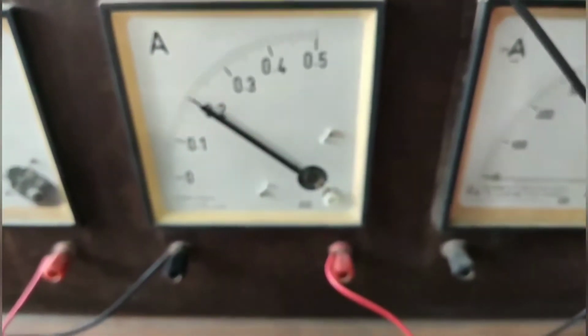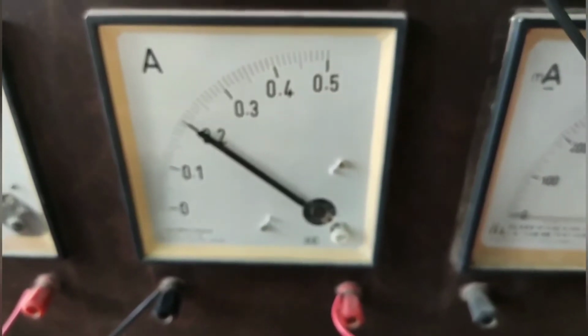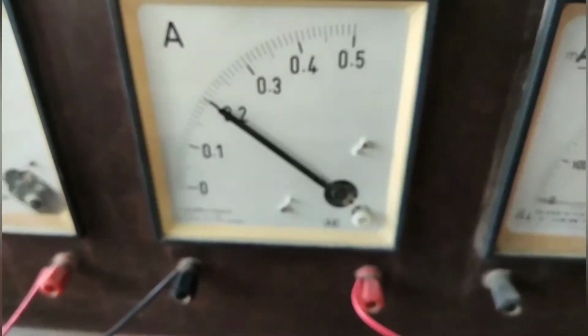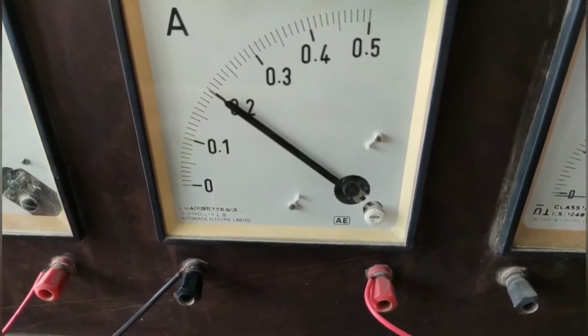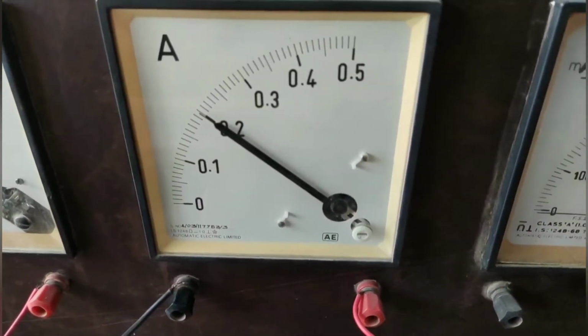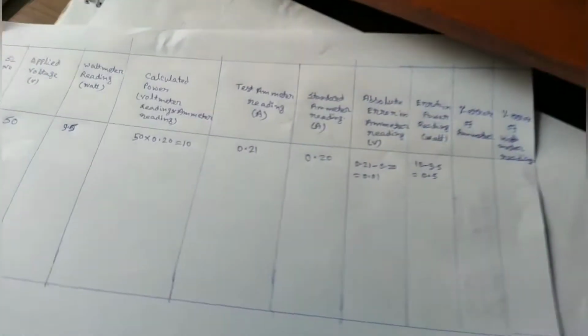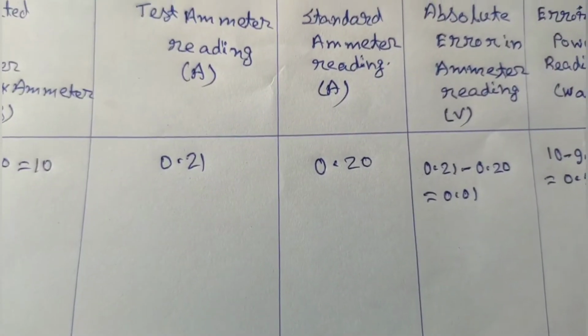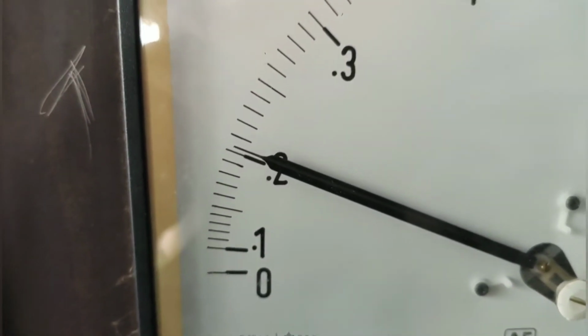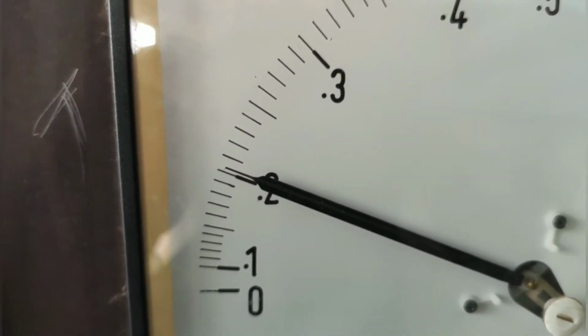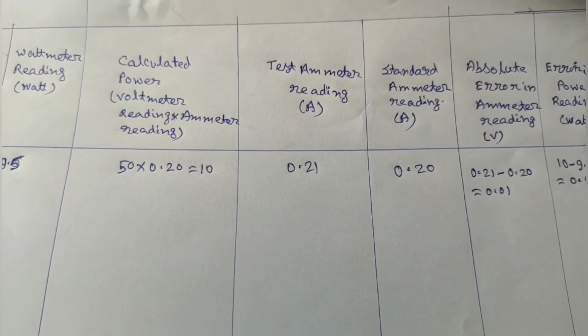And the ammeter reading, this is the standard ammeter reading. Let me show you. The standard ammeter reading is 0.2, and the test ammeter reading is also 0.2. So here we have written the standard ammeter reading is 0.2. The test ammeter reading, you can see, is not 0.2 but slightly more than 0.2. That is why here we have taken the value as 0.21.